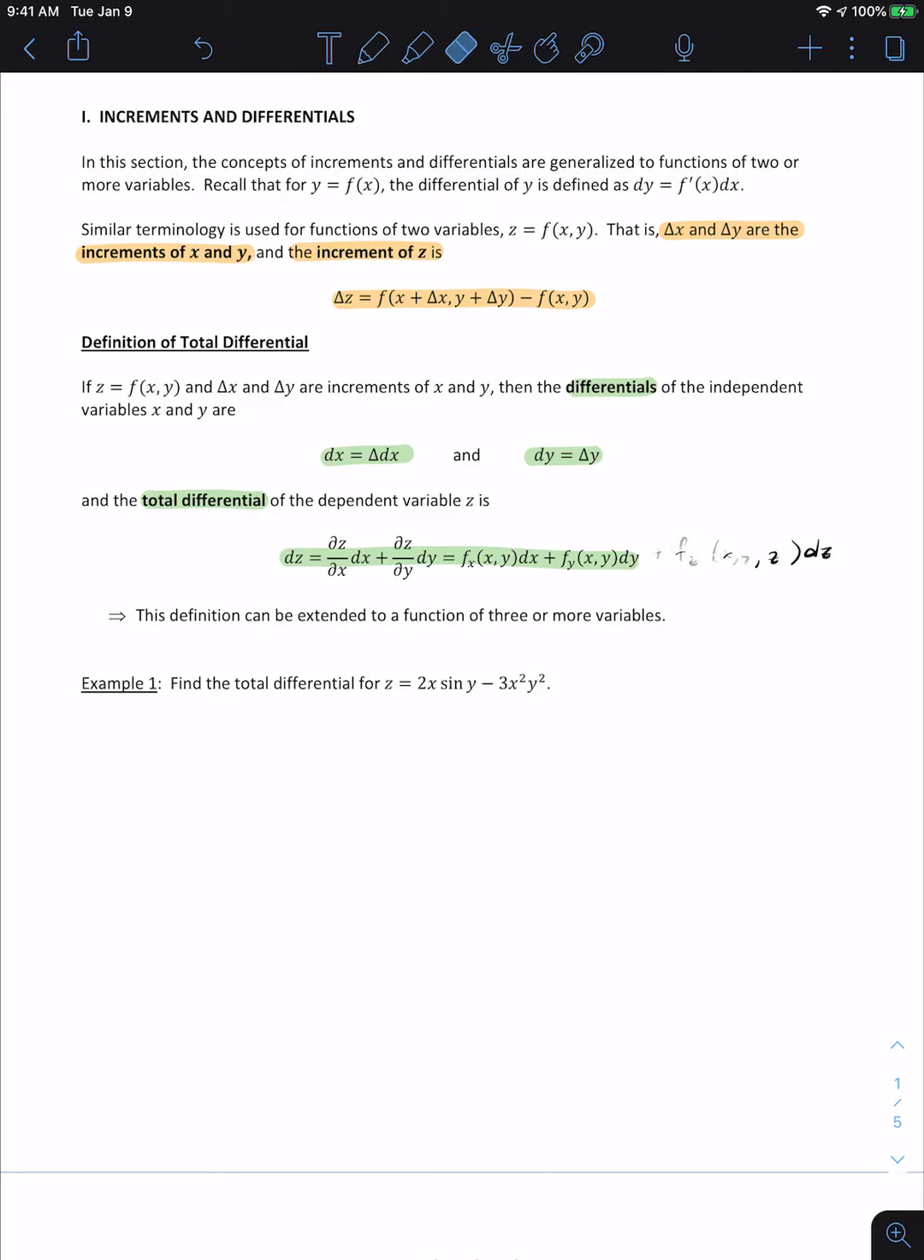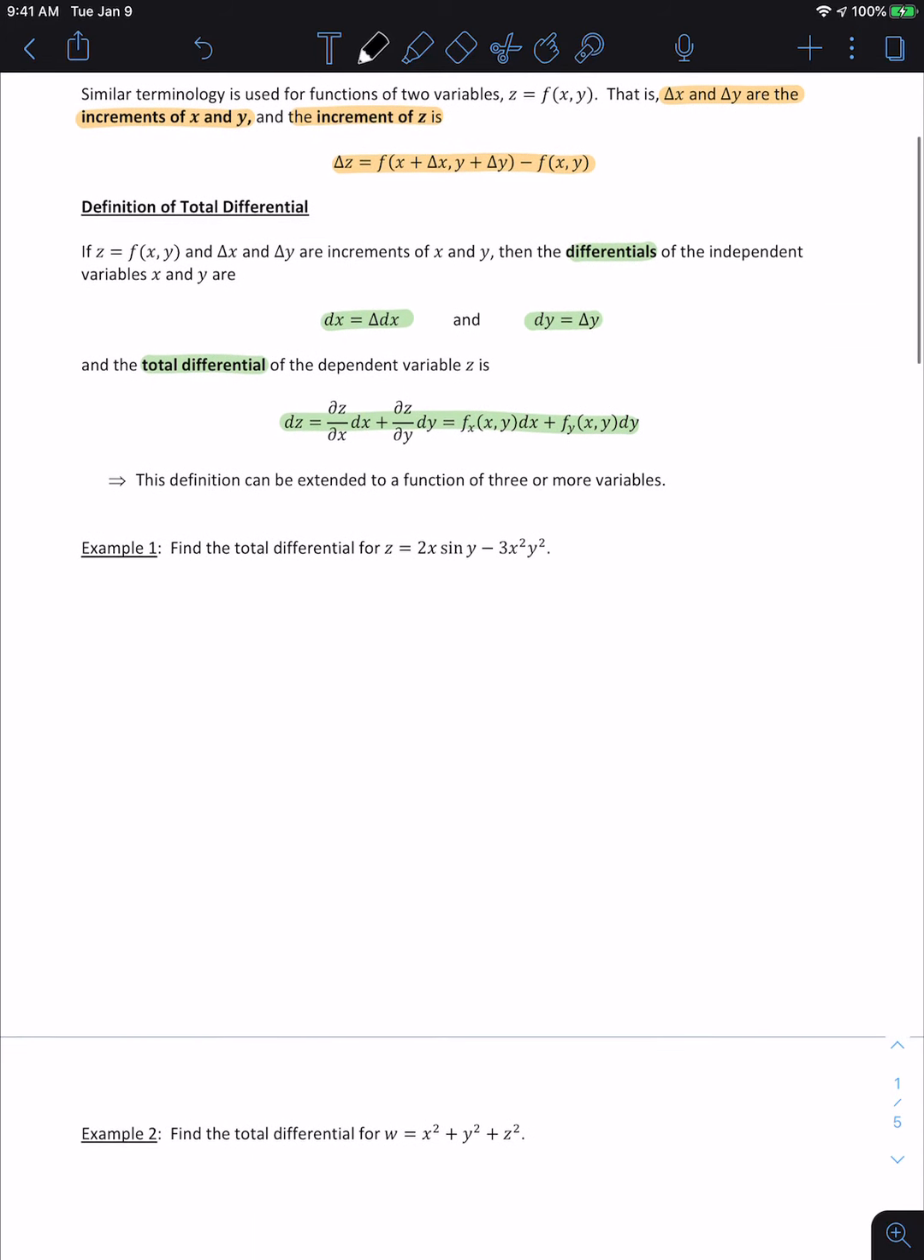Okay, so we've got two things to keep track of. We've got what differentials are. In this case, our differentials of the independent variables are equal to dx and dy. And in the case of our dependent variable, this is our increment, and this right here is our differential, our total differential.